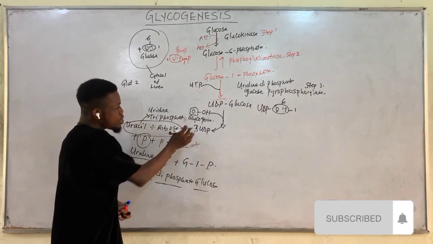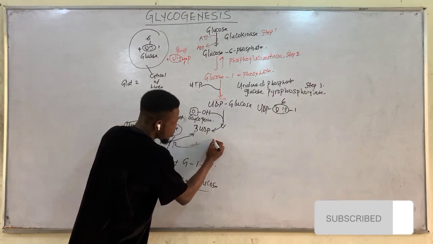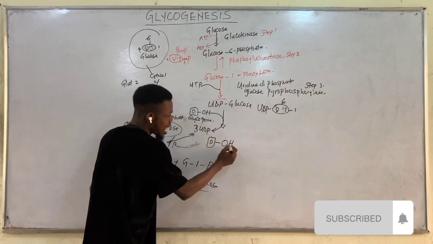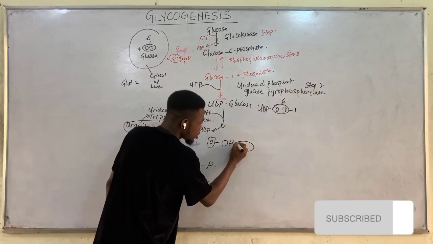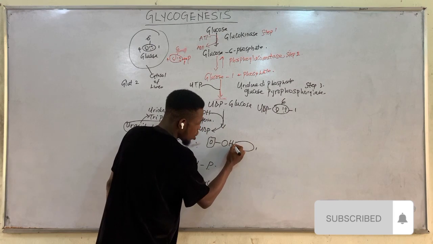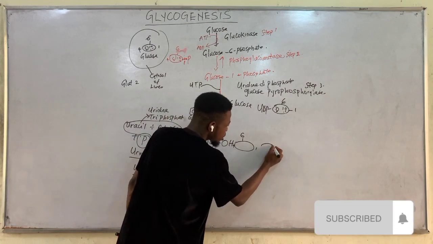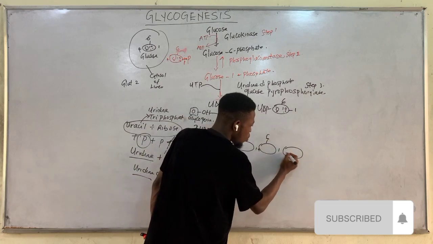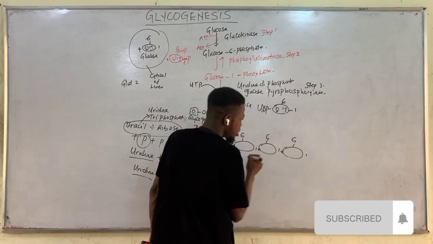So, that's why, this is my glycogenin. OH, and how many glucose is added? 3 glucose. This carbon 1, carbon 4, and carbon 1, 6. This carbon 1, carbon 4, and carbon 6.